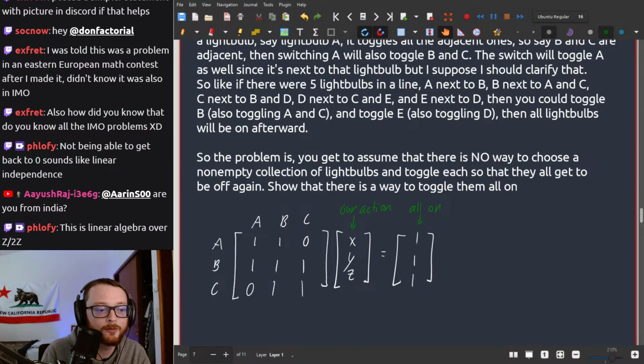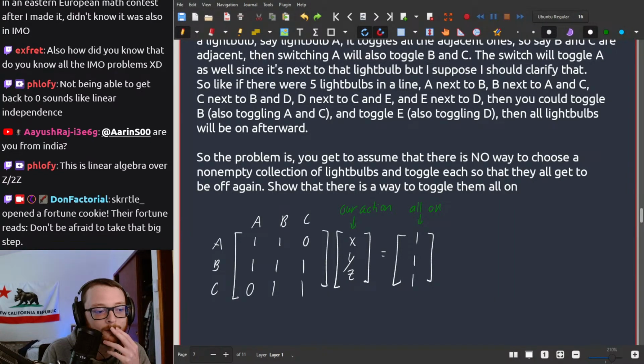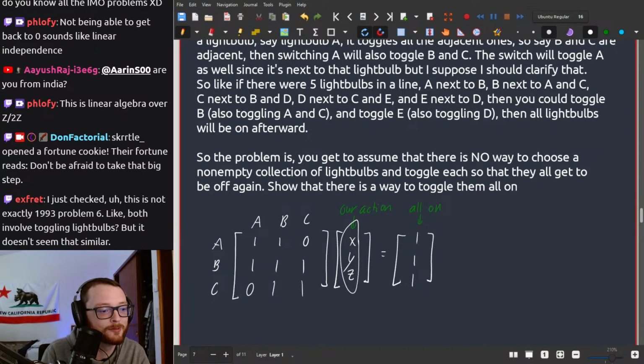Hey, Skirtle. Yeah, and so I was just wondering, even if we find a solution to this, this is just a 3 by 3, so this wouldn't be the full proof. We need to do this for n dimensions. We need to verify that X, Y, and Z are 0 or 1. Don't be afraid to take that big step. Ooh, that's a good fortune.